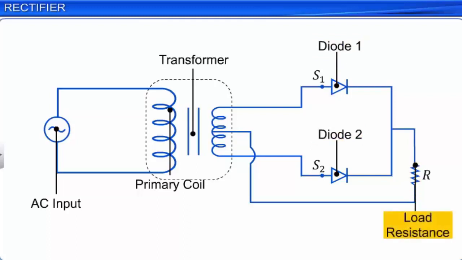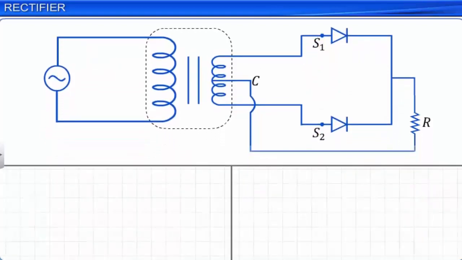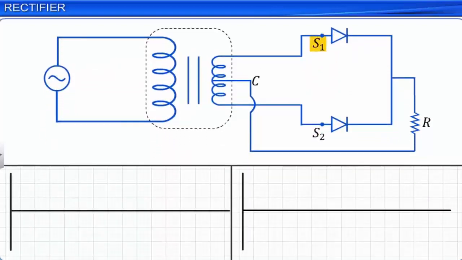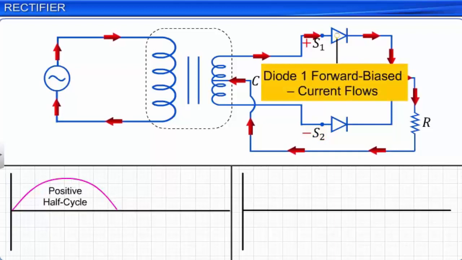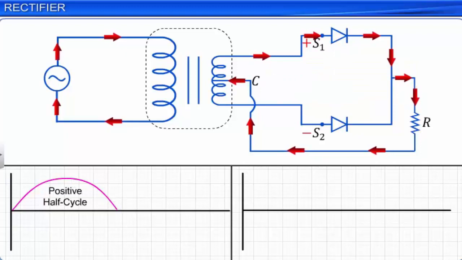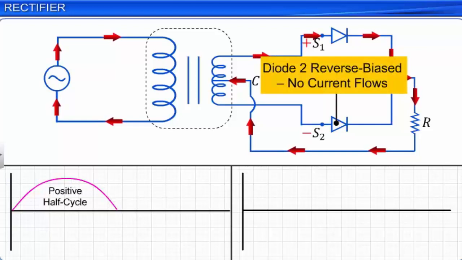When S1 is positive and S2 is negative, Diode 1 is forward biased and allows current to flow through it. However, at the same time, Diode 2 is reverse biased and does not allow current to flow through it. Thus, during the positive half cycle, current flows through the load resistance R via Diode 1 and the center tap C, and we receive a voltage output across R.